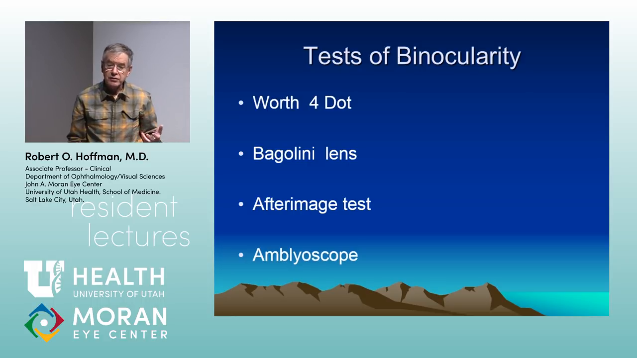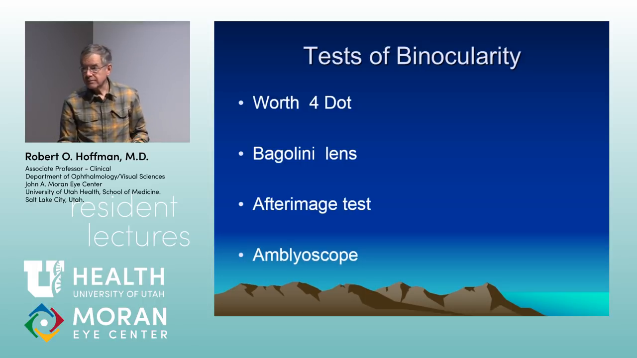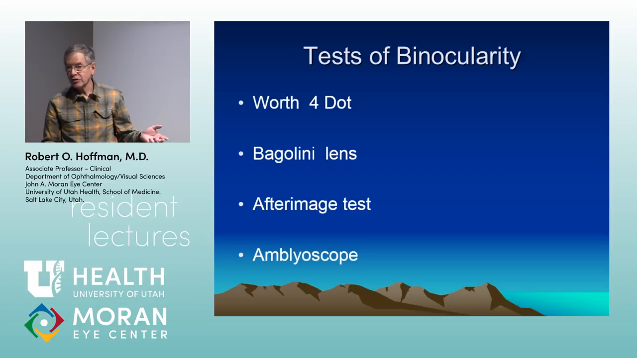And similar to the Maddox rod that you have in clinic and use for double Maddox rod testing, you can use the Bagolini lenses and look at where that pinpoint of light is. If the patient sees one light, they're binocular, their eyes are usually lined up. And if they have diplopia, the position of the light from the right and the left eye sometimes gives you information about whether they're esotropic or exotropic.